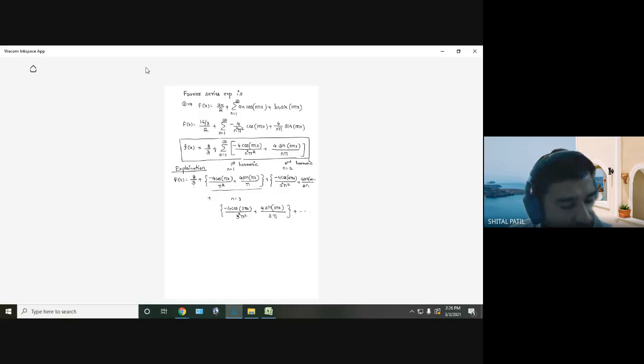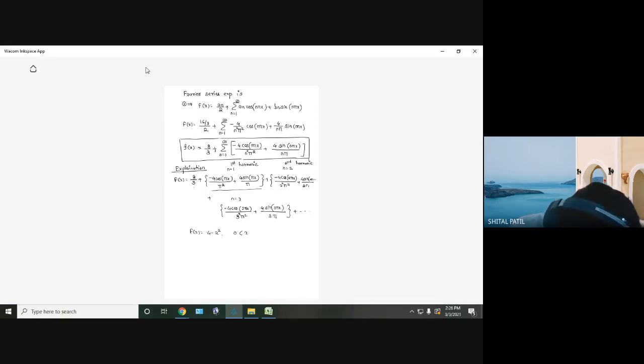For that we have to understand the concept of periodicity. So what is given? We are given f of x equal to 4 minus x square defined from x equal to 0 to 2, and it is given that it is a periodic function of period 2. That is, we have y equal to 4 minus x square. And what is y equal to 4 minus x square?